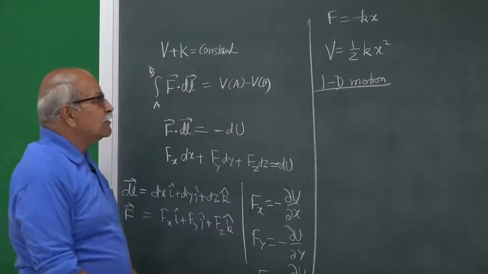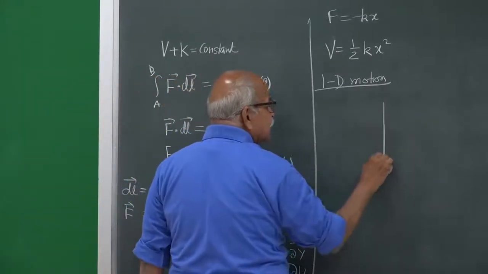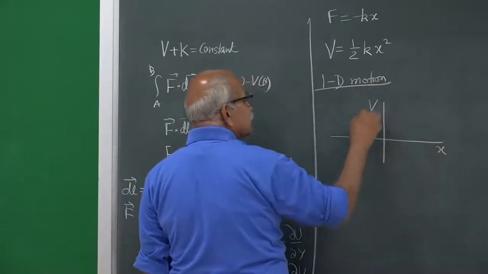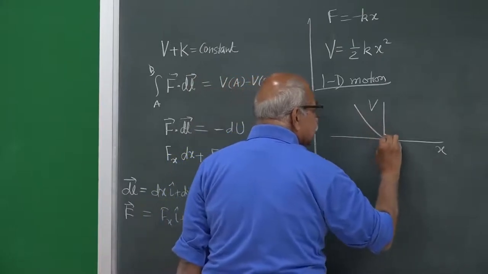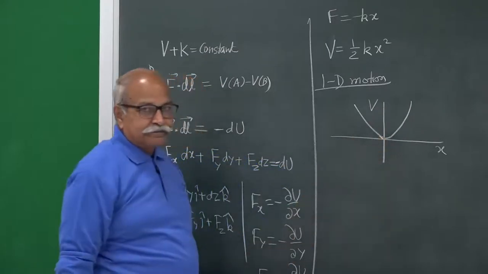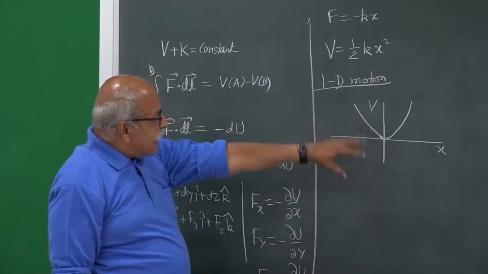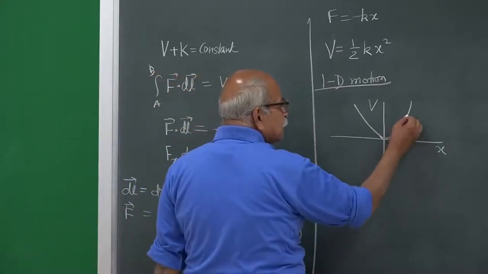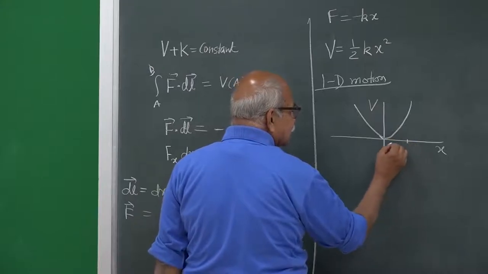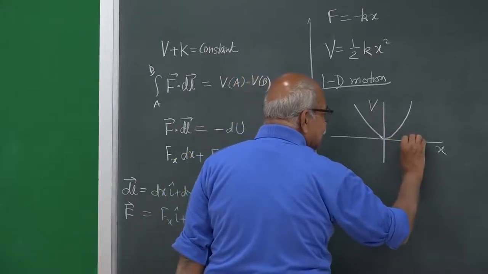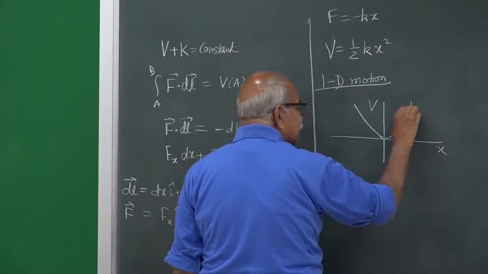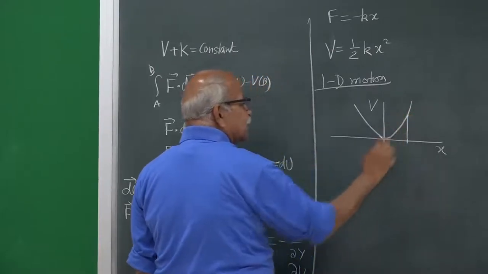Okay, so if you plot this V as a function of x, x can be positive, x can be negative. It will be a parabola, a parabolic function, half kx square. So from this diagram, you can work out, if the particle is here at this x, this is the origin, then the corresponding potential energy is here. This is the point on the curve.